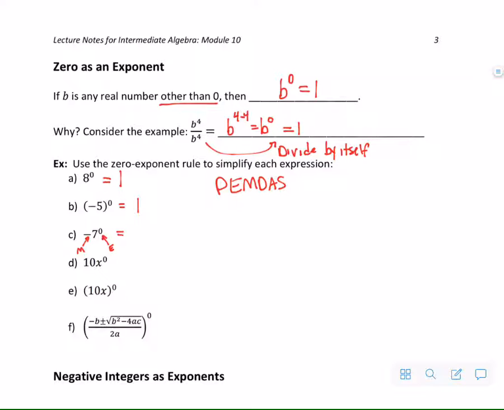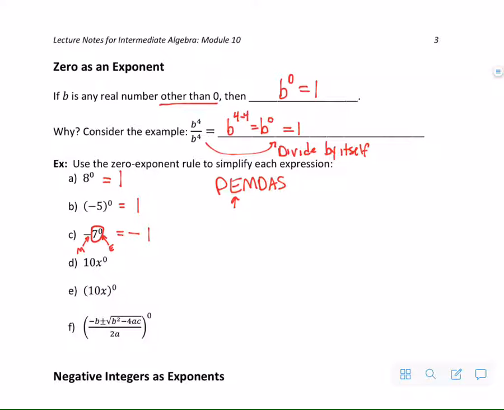So according to PEMDAS, what do I do first? E or M? E. E, right? Right there. So you have a minus, and then you take this thing right here. 7 to the 0 is 1. And you then still have a minus sign. So if you have a minus sign sitting in front of a number raised to a 0 power, you have to decide, is the minus sign being raised to the 0 or not? The only time it is if it's in parentheses. Otherwise it's not, which means it just stays.